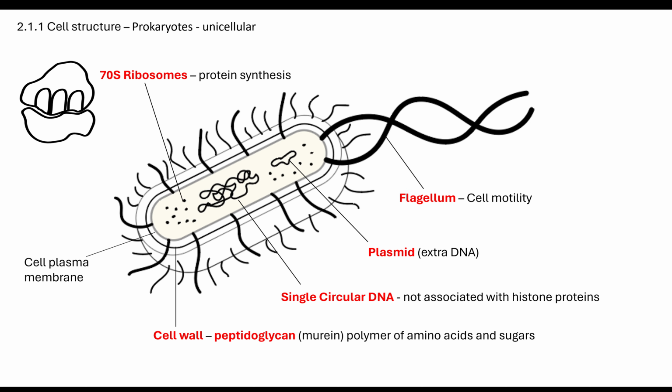Now, the next thing that we need to talk about is the presence of flagellum. So flagellum is a part of the cell which allows the cell to move around. So it's made up of protein fibers, and that allows the cell to move to different locations. It also has these extra hair-like structures which are called pili, but they are not expecting you to know that for your exam.